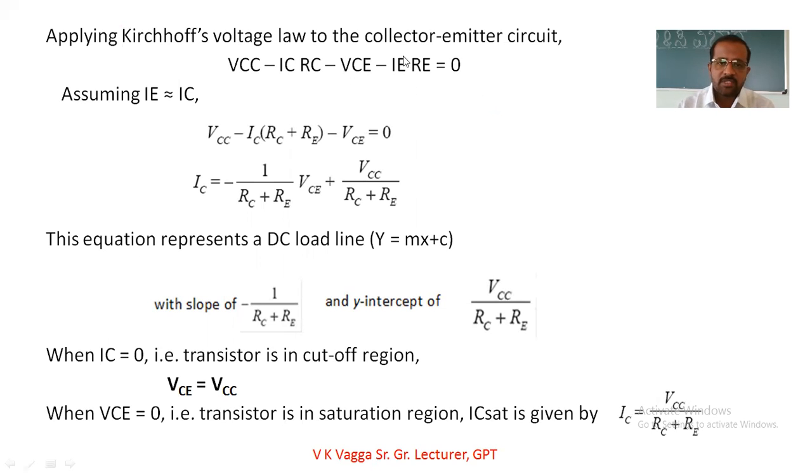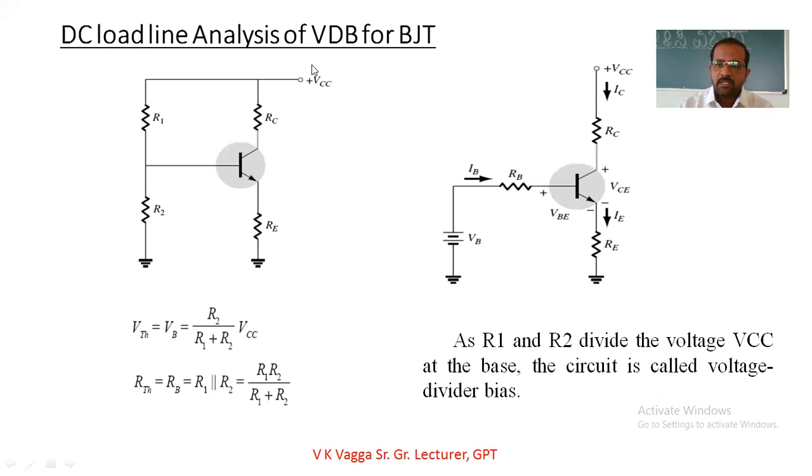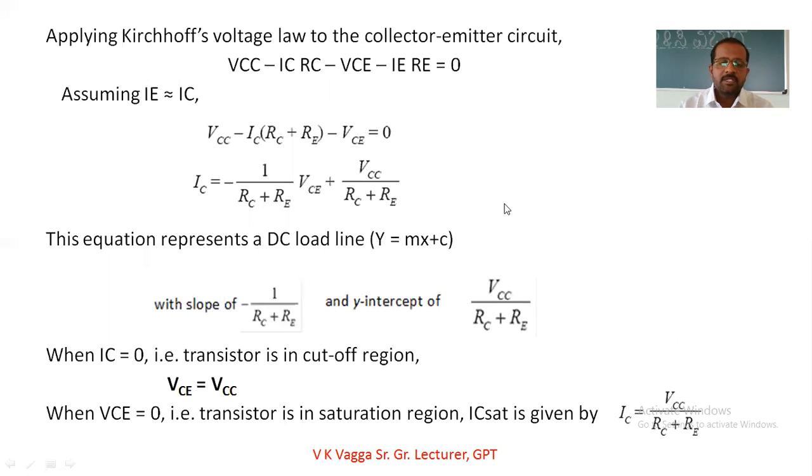This is how the equation has to be obtained. It's very simple. VCC minus ICRC minus VCE minus IERE is equal to 0. And afterwards, based on this equation, you already know that the value of IE is almost equivalent to IC here.